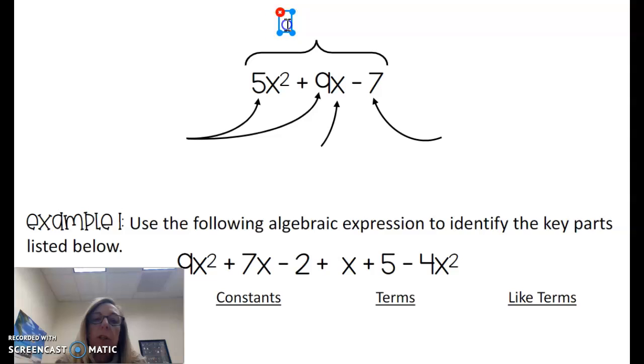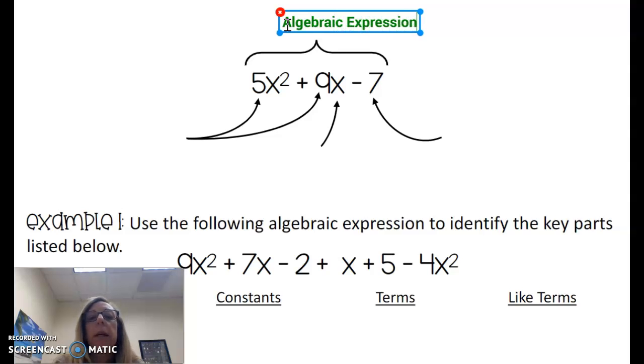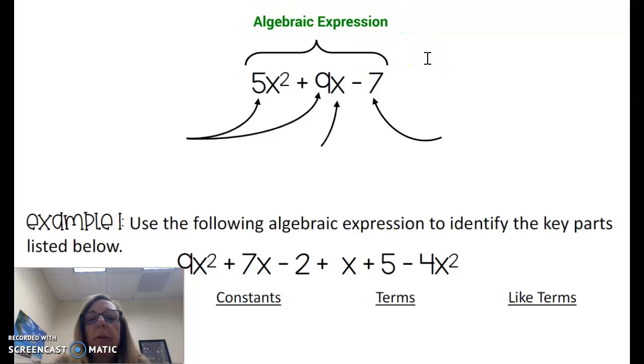So the first thing I want you to do is go ahead in this first box, and I want you to identify that this entire bracket is known as an algebraic expression. I'm just going to center that a little bit right above that bracket. So you're writing that in right now. That entire piece right here is known as an algebraic expression.